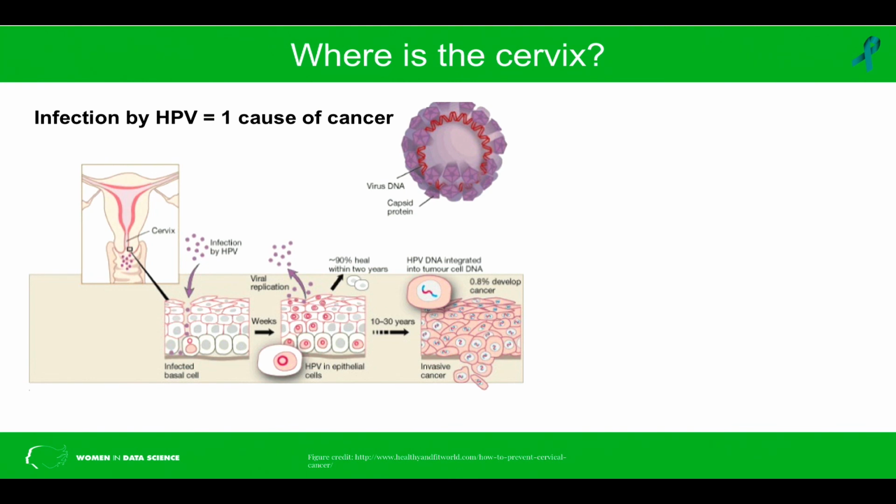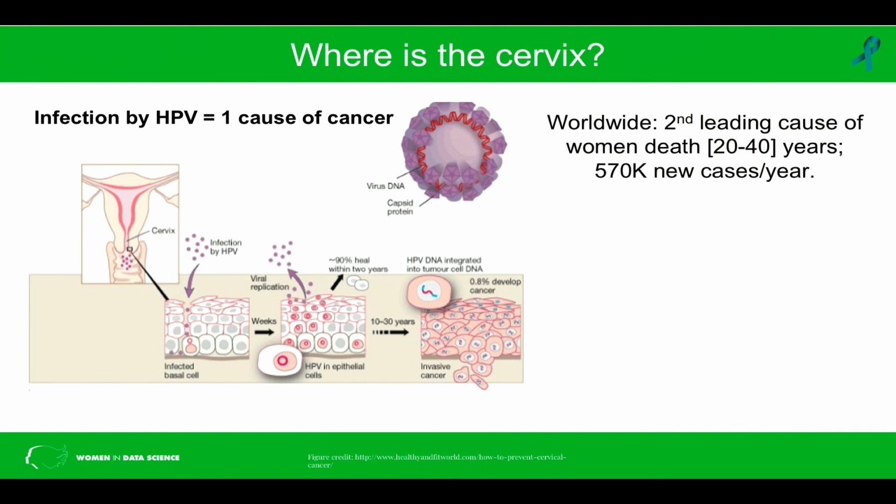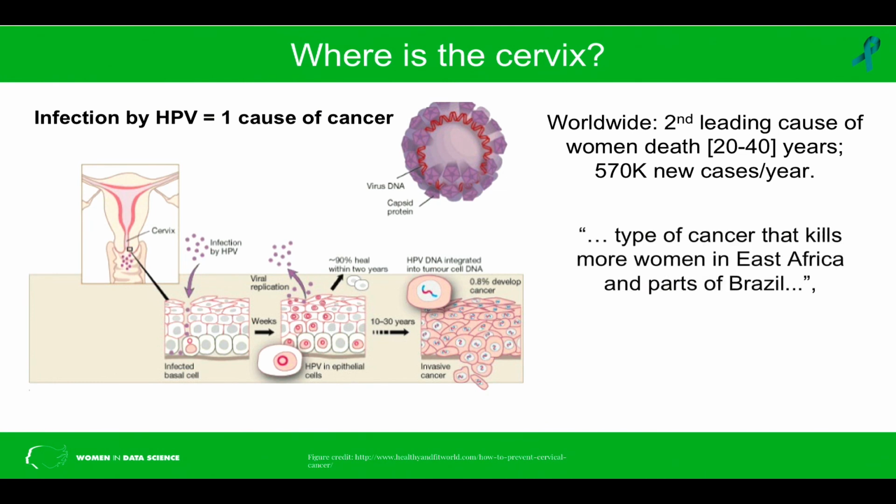HPV is the human papillomavirus, and it's quite interesting. HPV is a ghost that lives in men and does boo in women, right? Does nothing to men, but causes cervical cancer in women. And here's the situation. It's the second leading cause of women's death between 20 and 40 years old. More than 500,000 new cases per year. And it kills a lot. It's actually the first leading cause in several countries in the world, particularly the developing world.